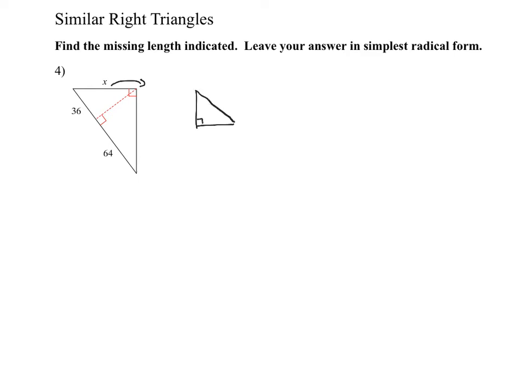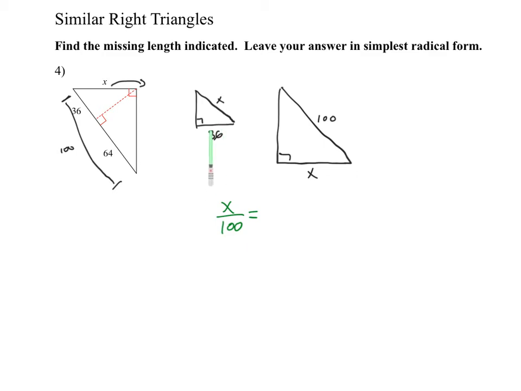So this is x and the base is 36. For the big triangle, my hypotenuse right here is 100, so you add 36 plus 64. And I'm going to write my base, for that big triangle. So my base is x, and this is 100. So now I'm going to rewrite a proportion. This x on the small triangle is to the hypotenuse of the second one. So x over 100 equals, in the same order, 36, the base, over x.